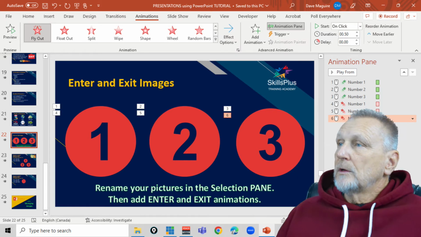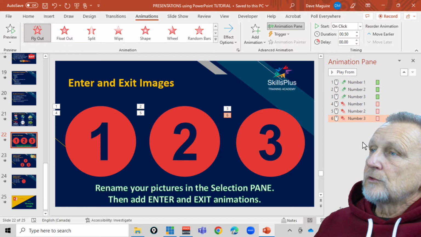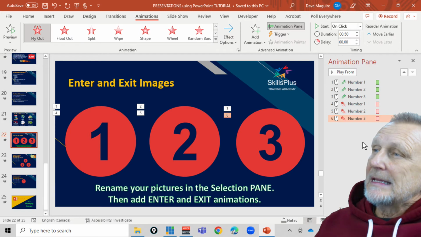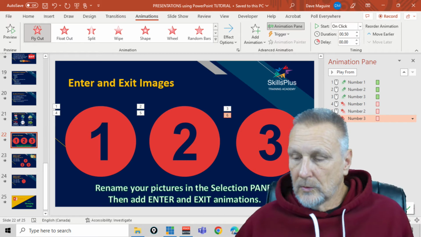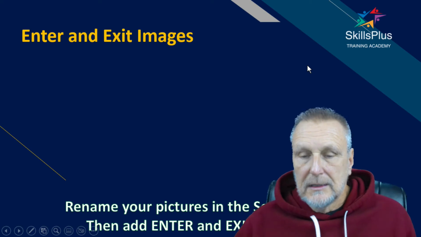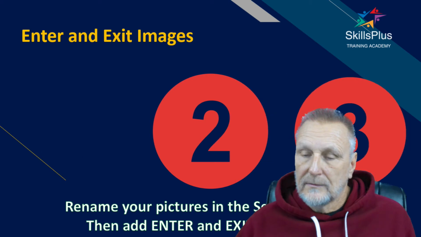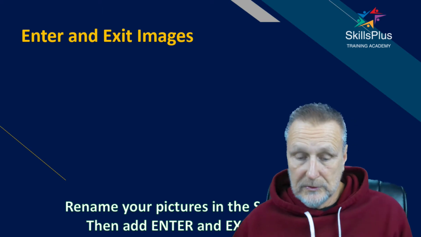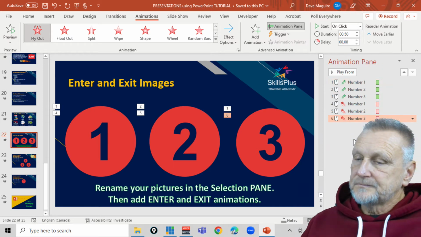Okay, so let's review what we've accomplished. Here's our animation pane. We have 3 entrance animations in a row. Then we have 3 exit animations in a row. So we'll demonstrate that, but that ultimately is not what we're going to want. But we're getting there in stages. We're going to walk before we run. So first entrance, second entrance, third entrance, first exit, second exit, third exit. So it's doing exactly what we told it so far. It's following its instructions here in the animation pane.